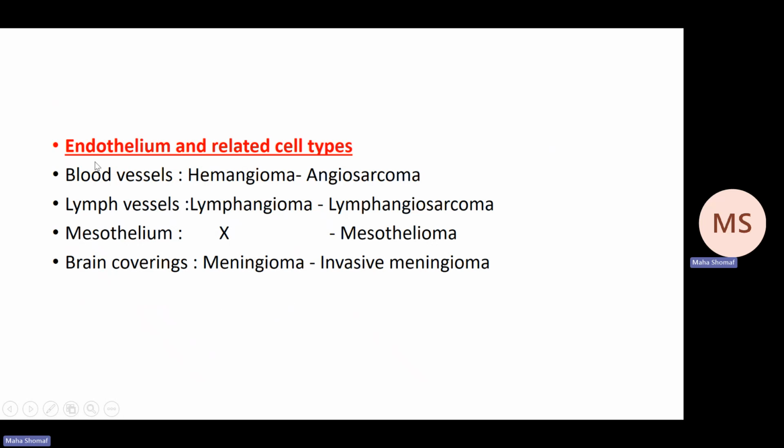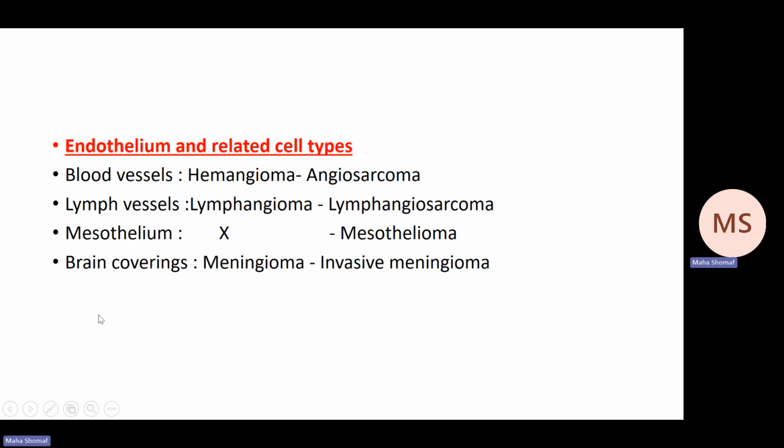Other tumors that arise from endothelium and related cell types, usually they arise in the vessels. Blood vessels give rise to hemangiomas or angiosarcoma or hemangiosarcoma, it's the same. From lymph vessels, they are called lymphangiomas or lymphangiosarcoma, when the malignant counterpart. The tumors arising from mesothelium are malignant, usually called mesothelioma.